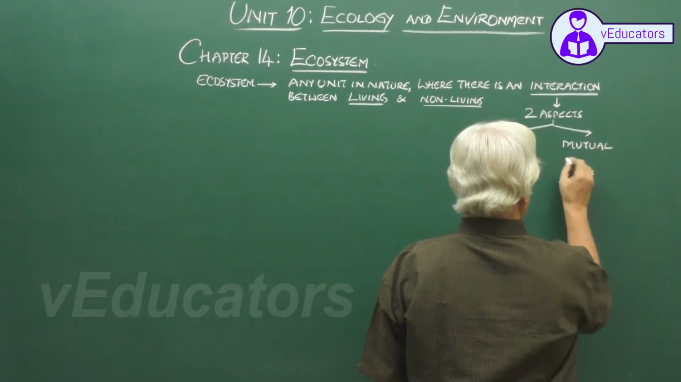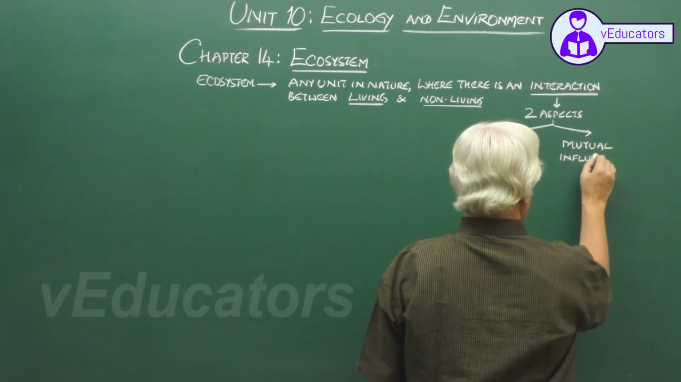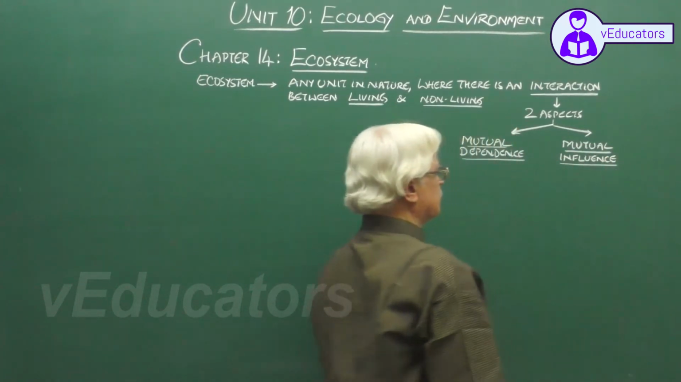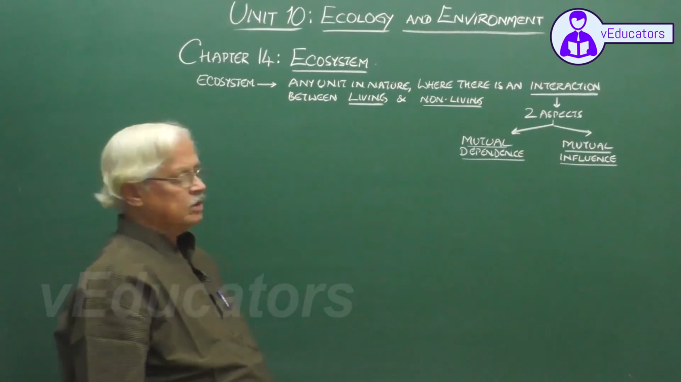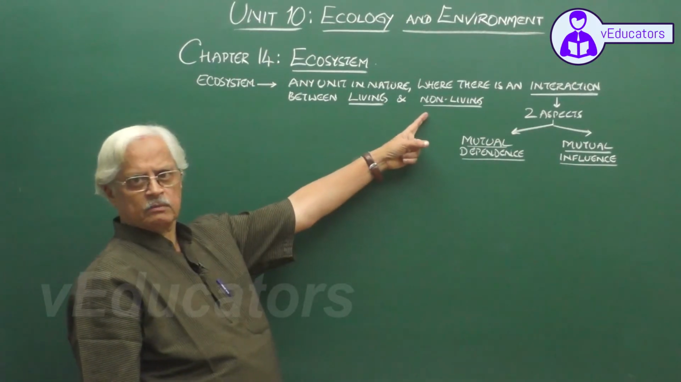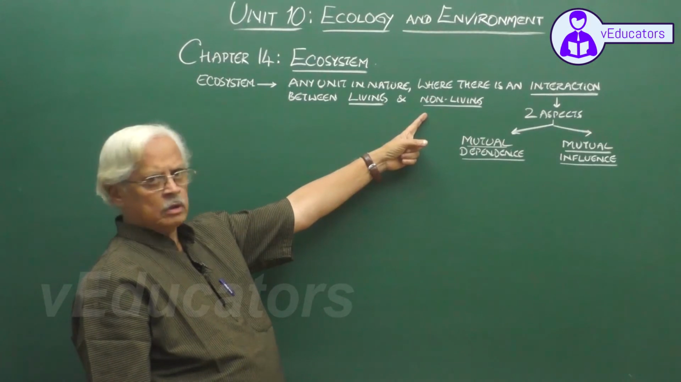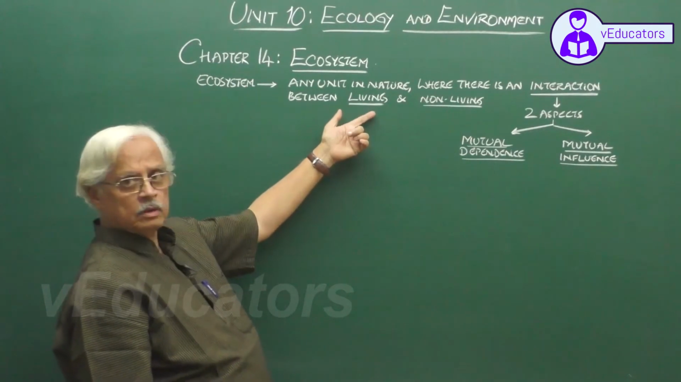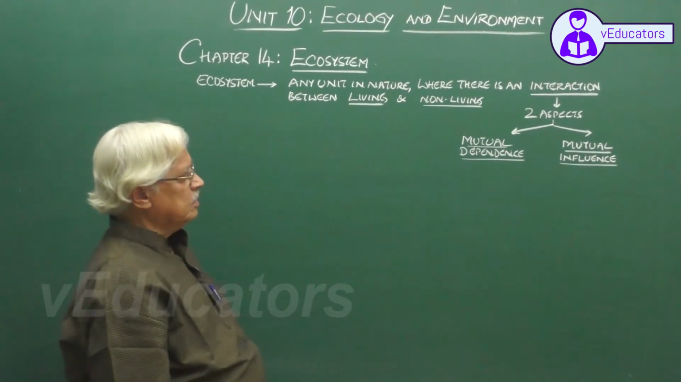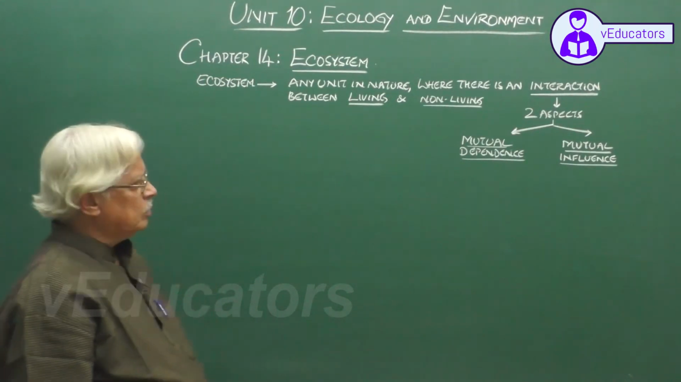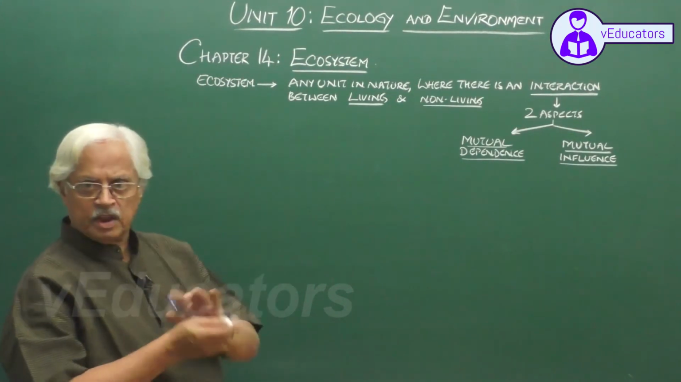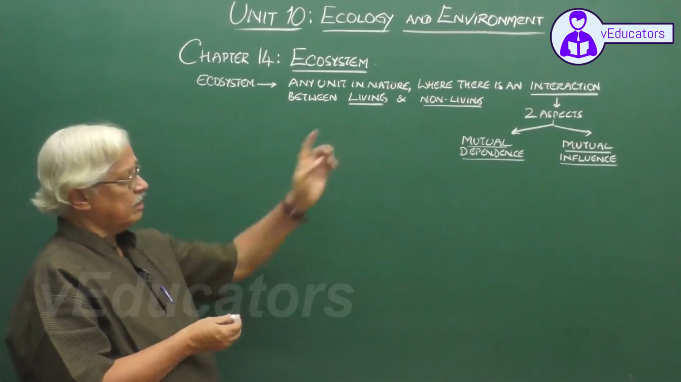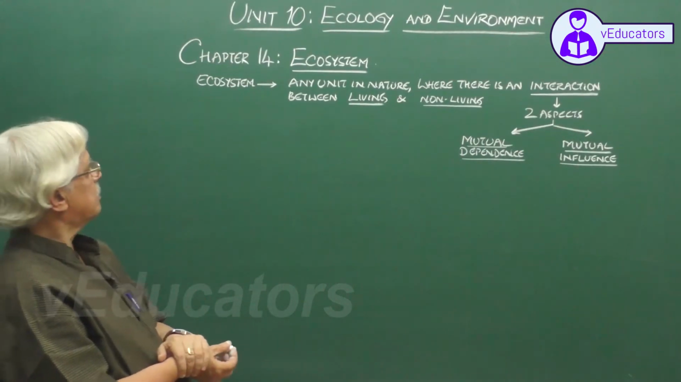And the other aspect is mutual influence. Activities of living organisms being influenced by the non-living factors. Concentration and other aspects of non-living environment being influenced by activity of living organisms. So this mutual dependence and mutual influence is called interaction. Wherever there is an interaction between living and non-living, it can be described as an ecosystem.